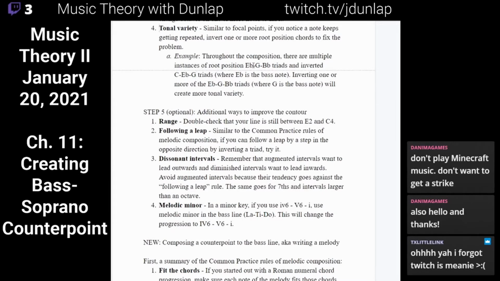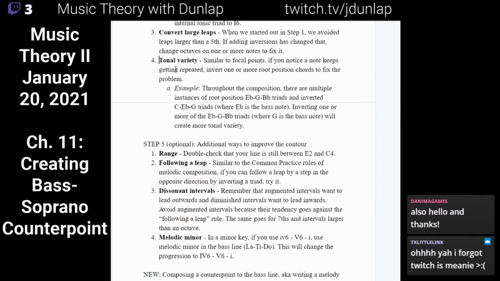Let's just use alphabet letters to keep things simple. If I have an E, G, B chord and a C, E, G chord, and they're happening a lot, and I've inverted the C, E, G chord a few times, so now the bass line keeps saying E over and over, I should probably invert one or more E chords. That way we kind of split that load between E and G. Let's go back. These are load-bearing walls, Jerry.